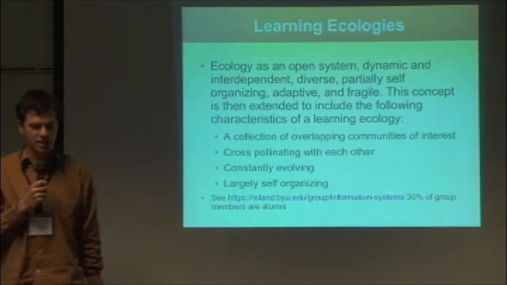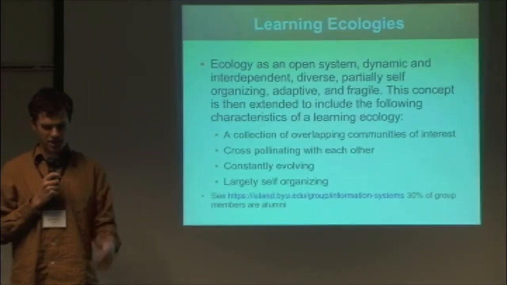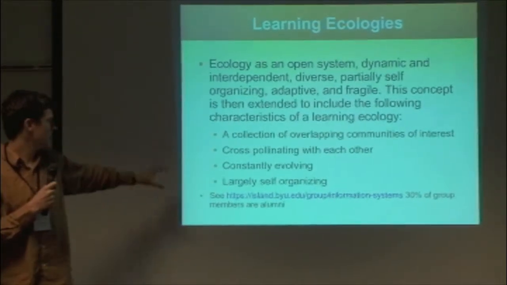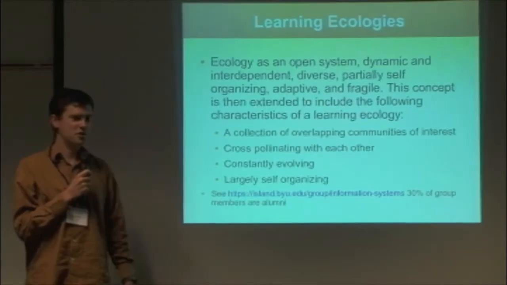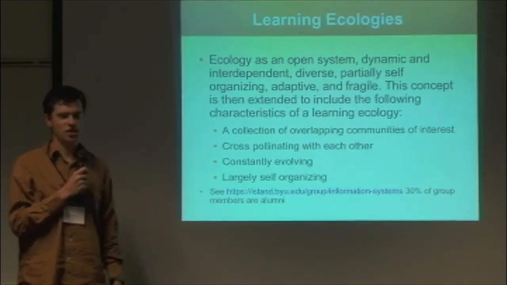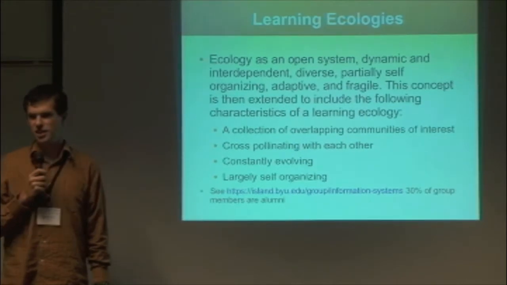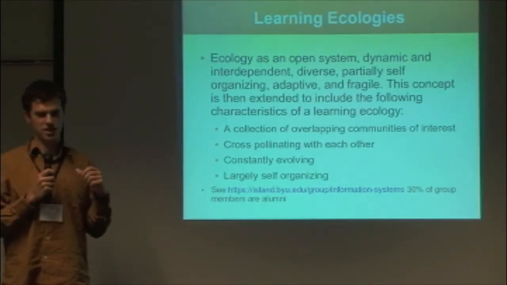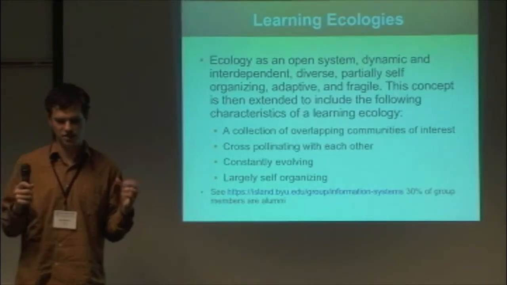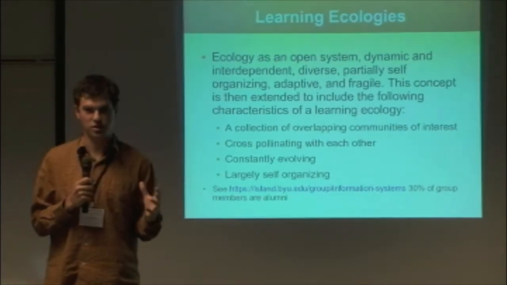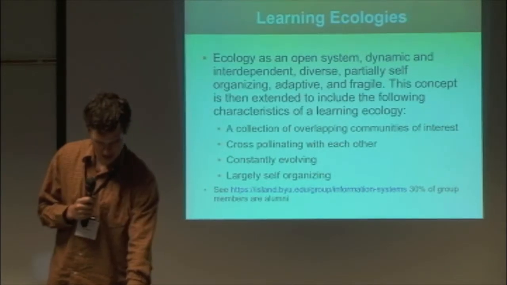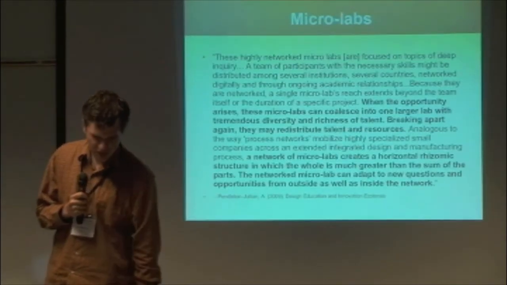So John Seely Brown provided this definition for learning ecologies, and he basically said it's a collection of overlapping communities of interest that cross-pollinate with each other, constantly evolving and largely self-organizing. And I think this is a really powerful concept, that this ecology can grow organically and be alive. And much of what I'm trying to do with Island Edgley is designed to support that sort of thing.